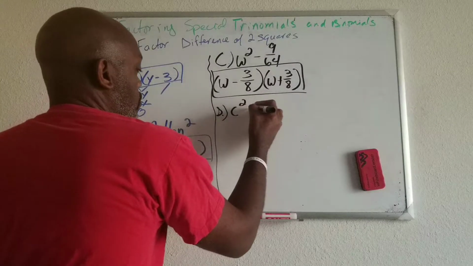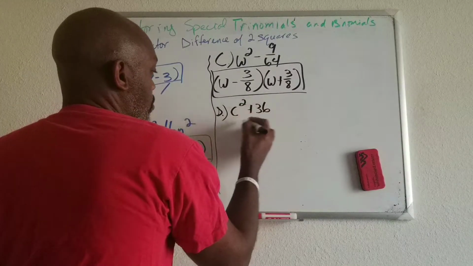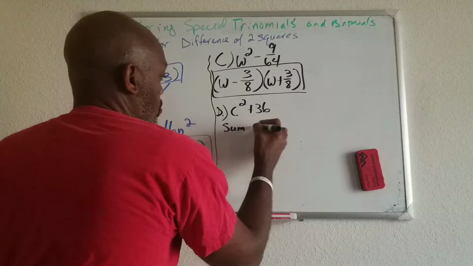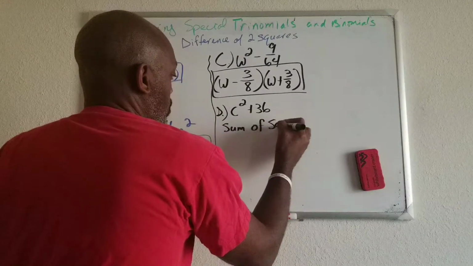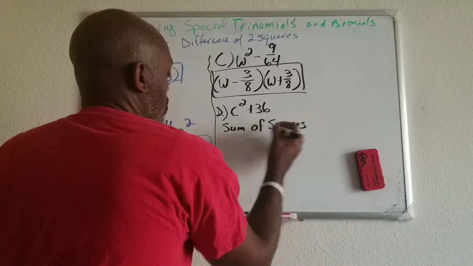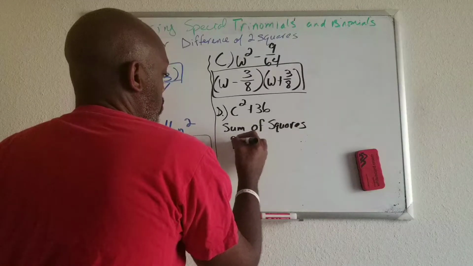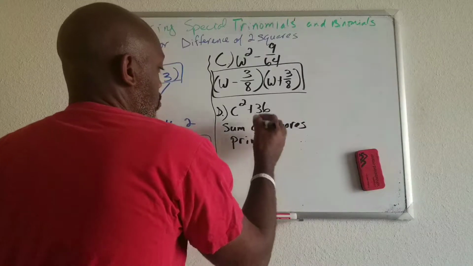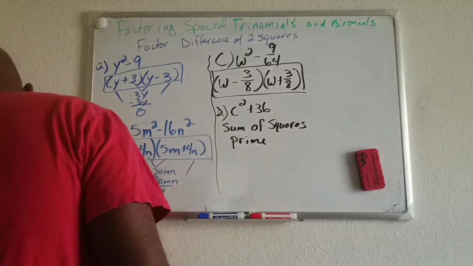Then you have sum of squares. Sum of squares is prime. You cannot solve that. Okay?